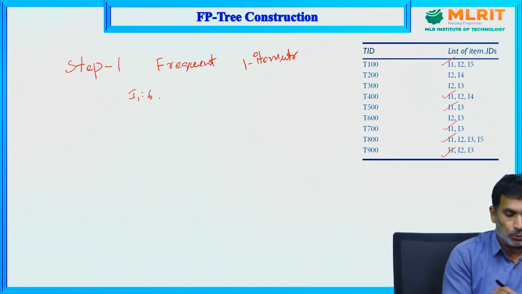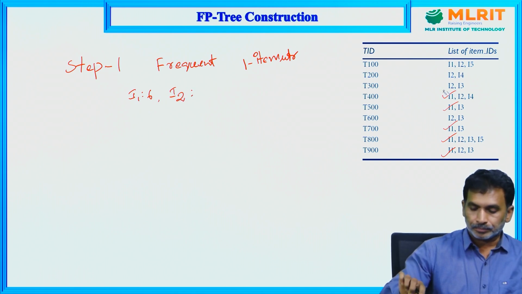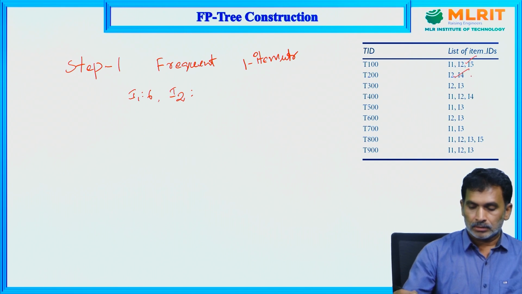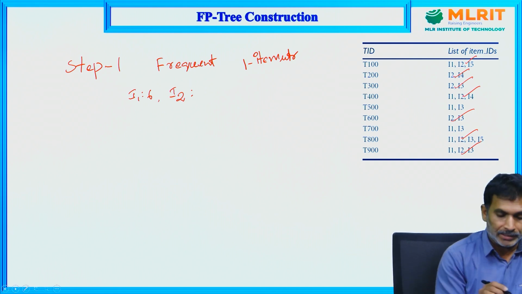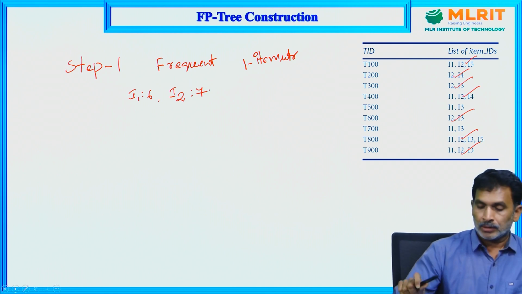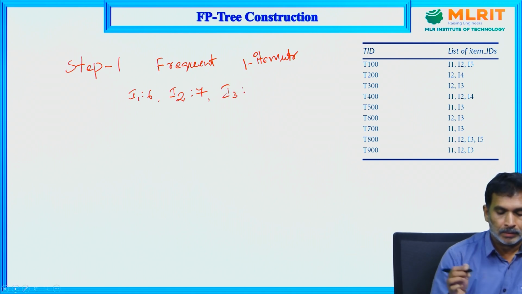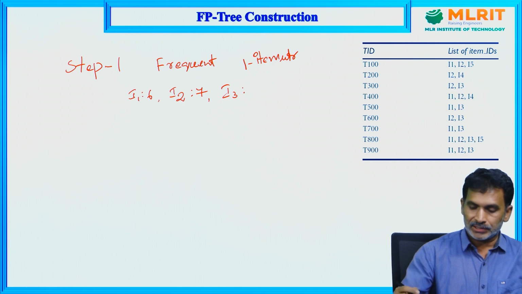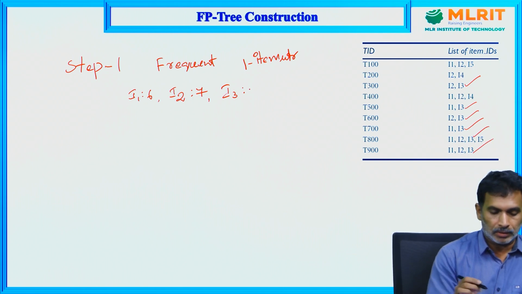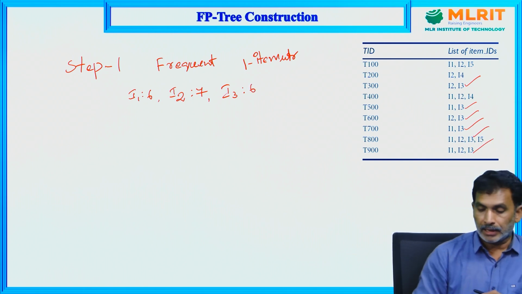Similarly, let us find the frequency of item 2. It appears in transactions 2, 3, 4, 5, 6, 7, so item 2 appears in 7 transactions. Similarly, I3: in how many transactions does it appear? First, second, third, fourth, fifth, sixth. So I3 also appears in 6 transactions, like I1.